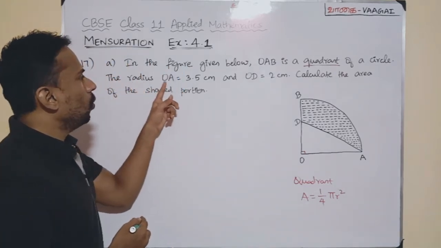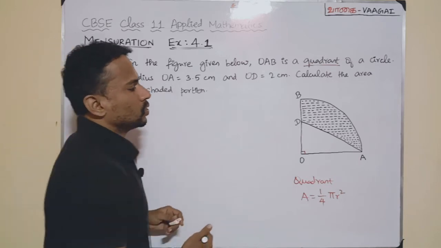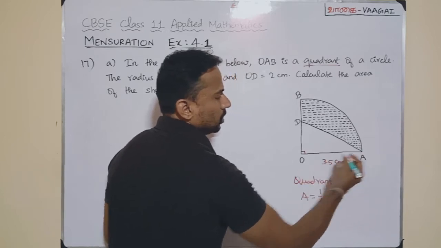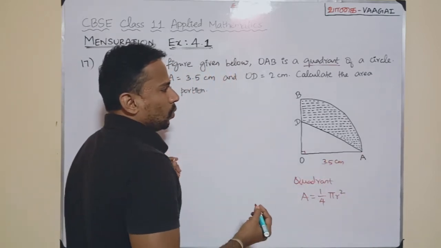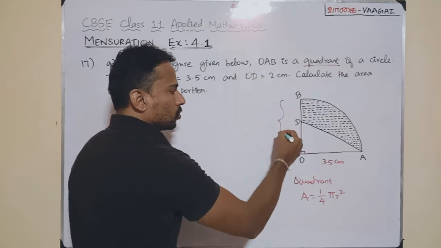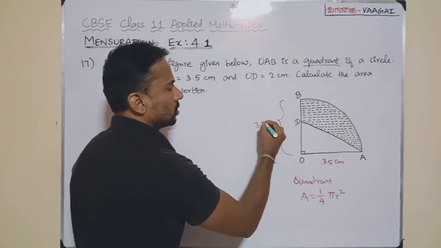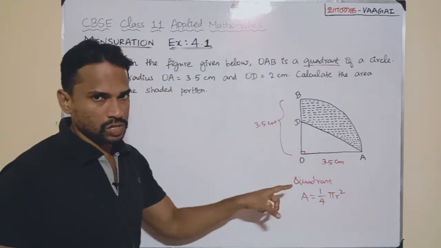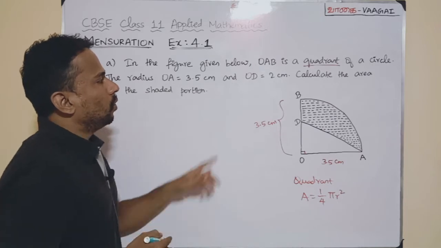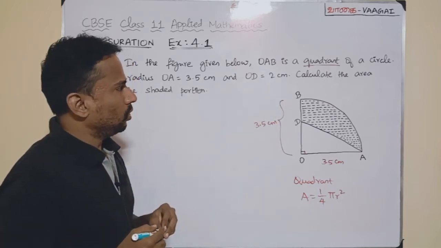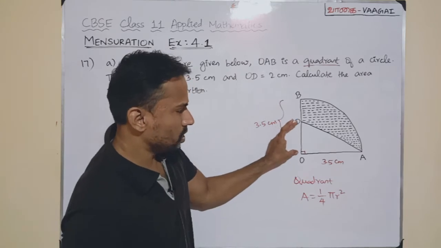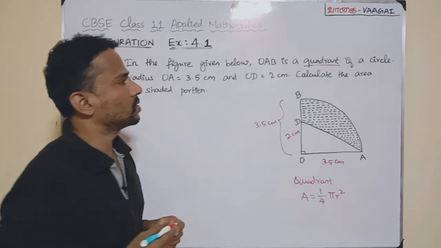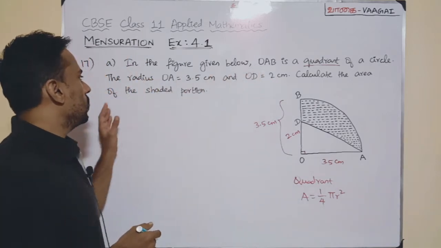Continue the question. The radius OA is 3.5 centimeter. So they gave the radius is 3.5. So this will be 3.5 centimeters. And same way, what can I tell about OB? OB will also be same 3.5 only, 3.5 centimeter, because this is radius. This is also radius. And OD is equal to 2 centimeters. So they also gave the measure of this OD, which you can see here. OD is going to be 2 centimeter. And now the question is calculate the area of the shaded portion.